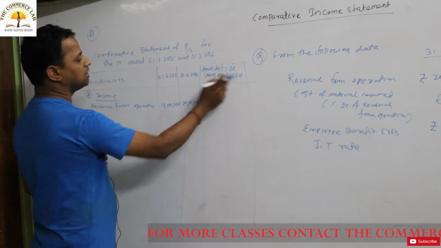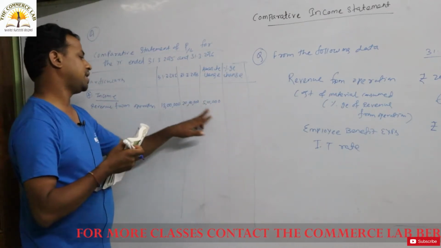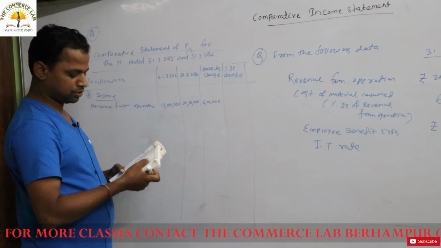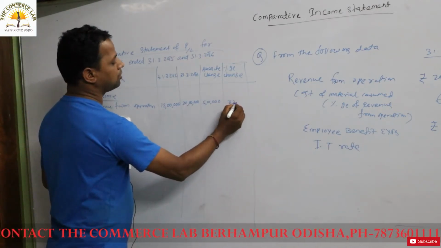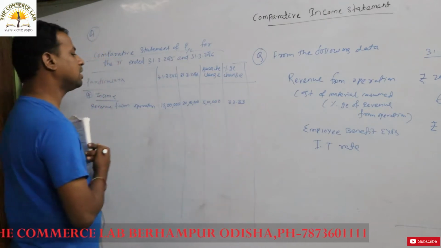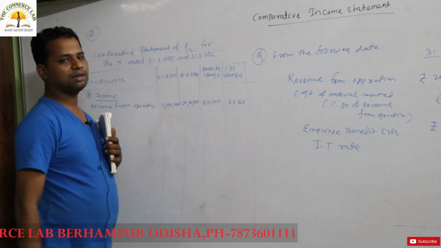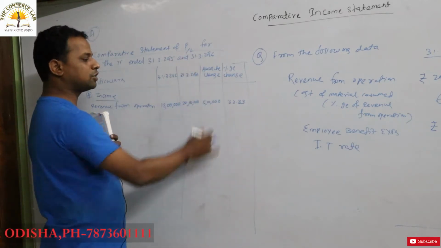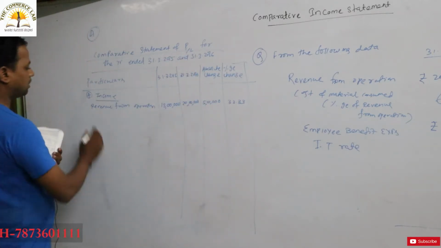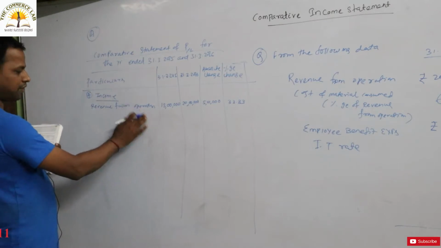So how to calculate the percentage change? The change by original into 100. So 5 lakh by 15 lakh into 100. So how much? 33.33. You can use the calculator. Okay. It is not required to put the percentage again, as the percentage is mentioned at the top, so that is not required. Then revenue from operation, that is the income.